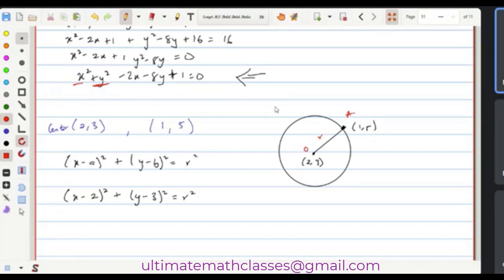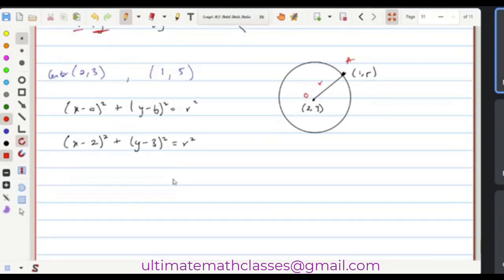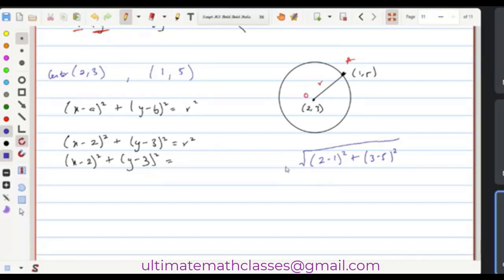Okay, so what did you get for the radius? So I got r squared is equal to 5. R squared equals 5. Okay, for the sake of people who may watch this, let's see if you are correct. So there's going to be 2 minus 1 squared plus 3 minus 5 squared. Are we good? Okay, so r is the square root of 5.